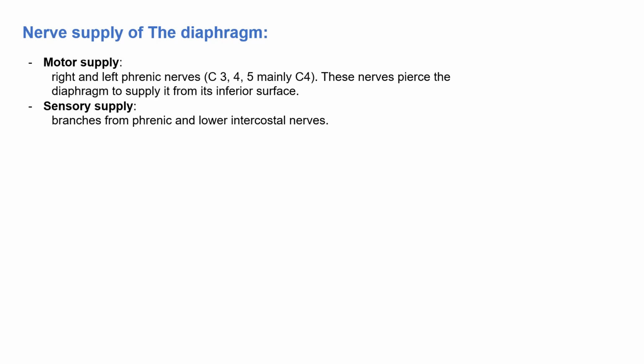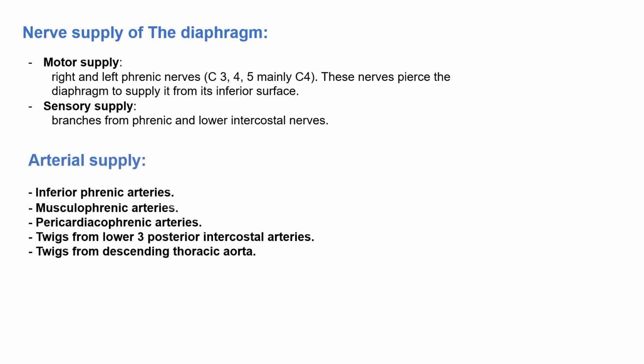of the central tendon. The right phrenic nerve passes through the caval opening to reach the inferior surface of the diaphragm. Both the left and right phrenic nerves supply the diaphragm from its inferior surface.